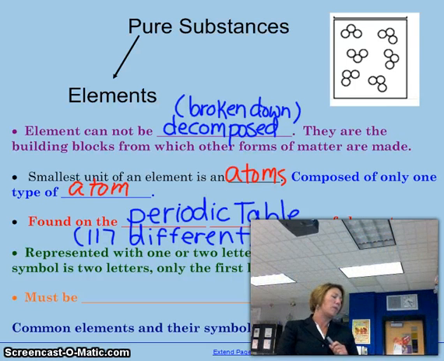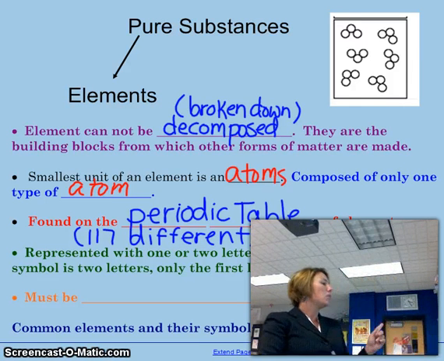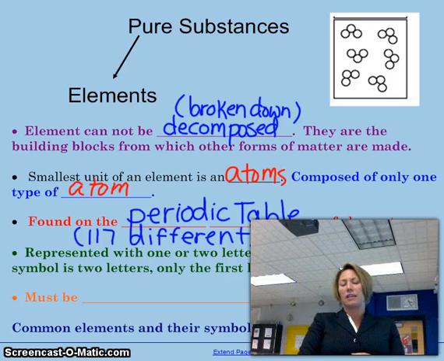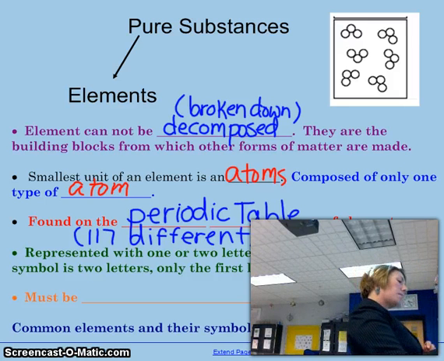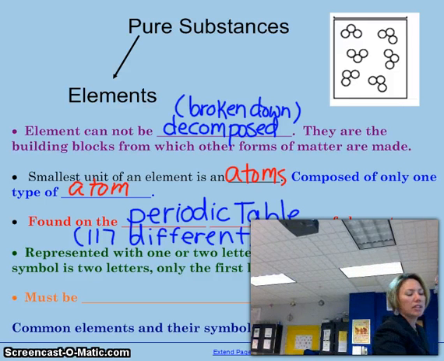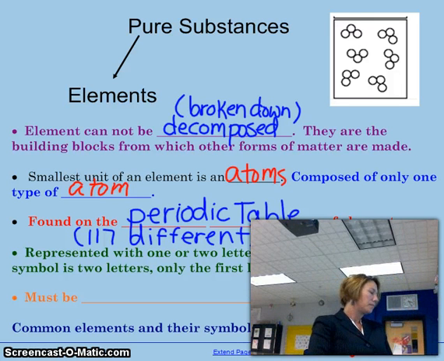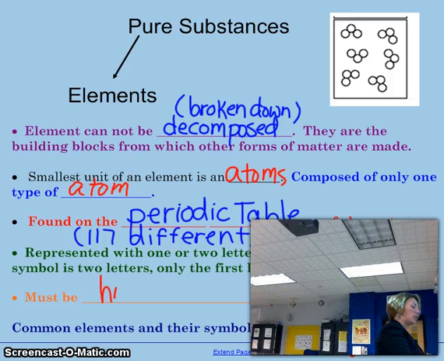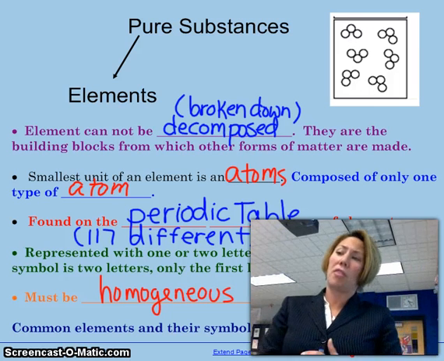It's the simplest unit. We represent elements with a two-letter symbol or one letter. If it's a two-letter symbol, the first letter's capitalized and the second letter's lowercase. For example, that magnesium that I was showing you has a two-letter symbol. The first letter is capitalized, the second letter's lowercase, Mg, okay? These are homogeneous because they're made of only one type of atom. They only look like one thing, okay?